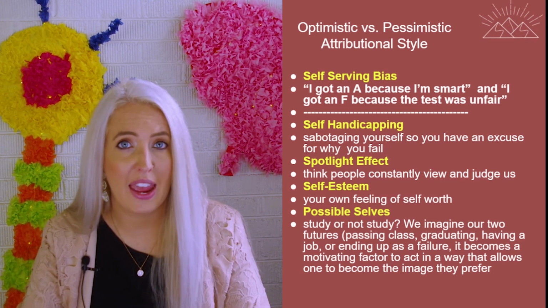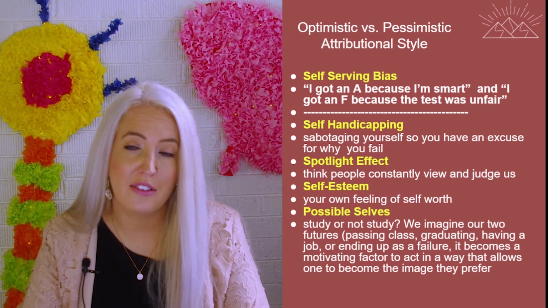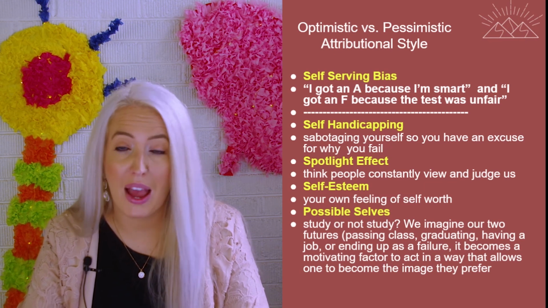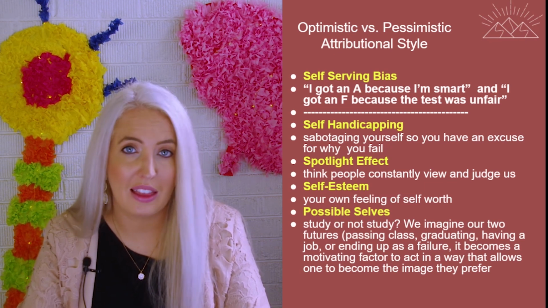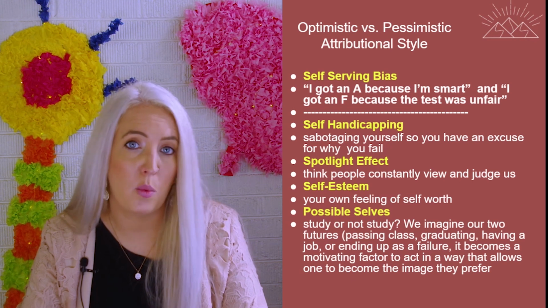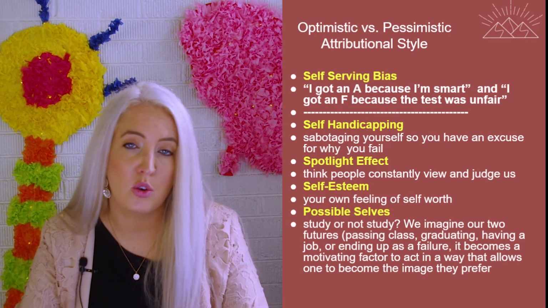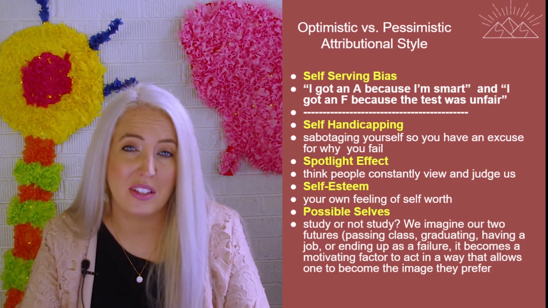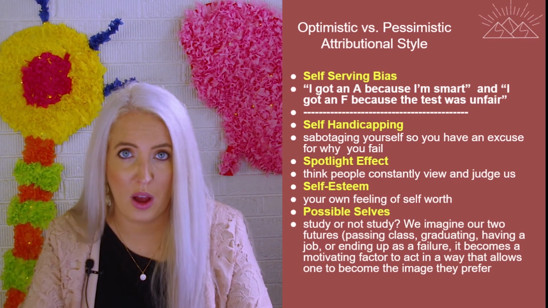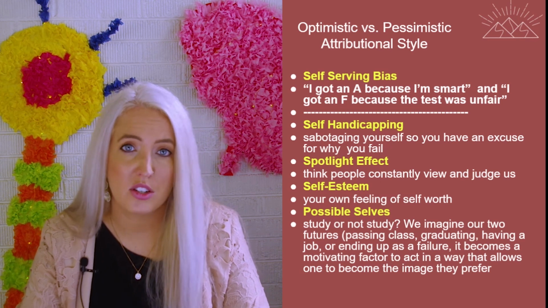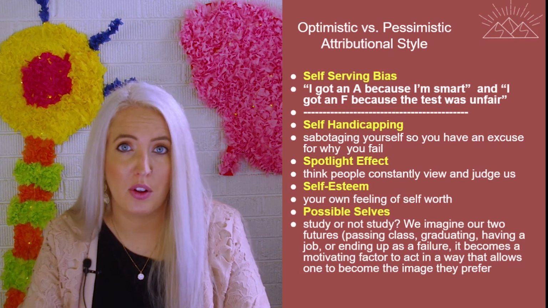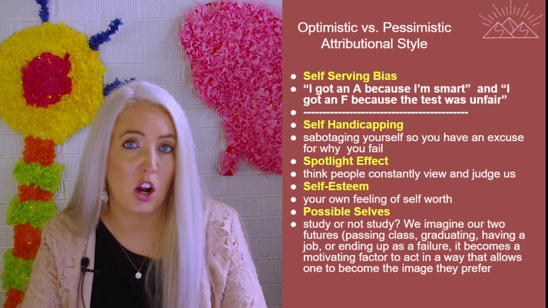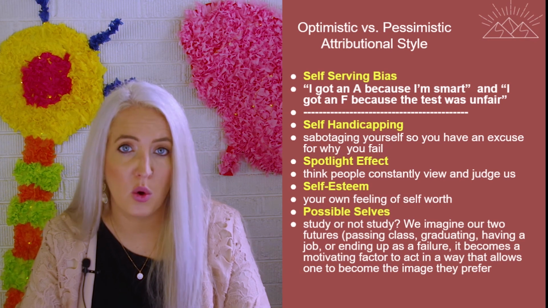We can also self-handicap, which is sabotaging ourselves so we have an excuse for why we fail. So before the night of a big basketball game, staying up really late playing video games so that when the performance the next day is bad, you can say it's because you didn't get enough sleep the night before. So it's a way to have a built-in excuse in case things don't go well. The spotlight effect influences our behavior if we think that other people are constantly watching us. Our self-esteem is going to dictate our behavior based on how we view ourselves.